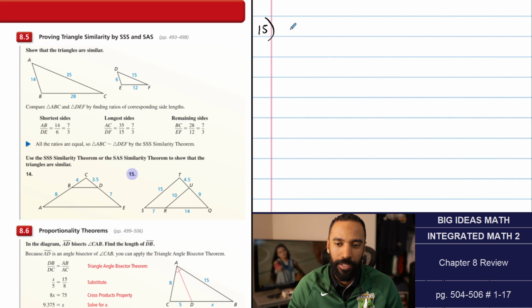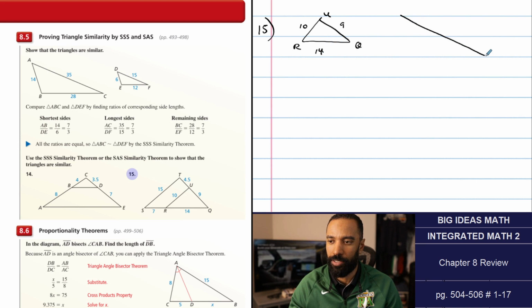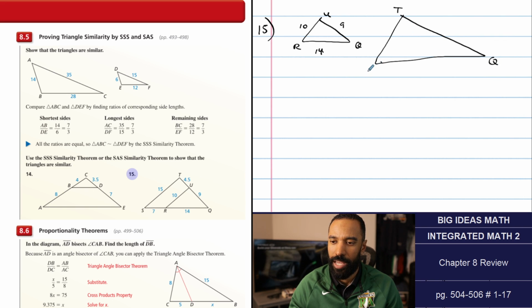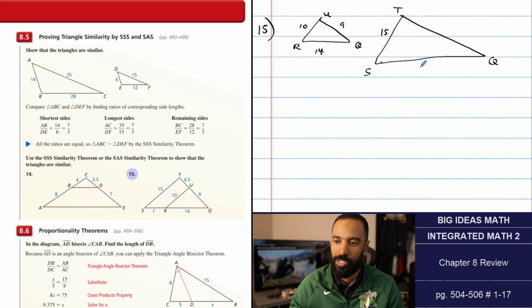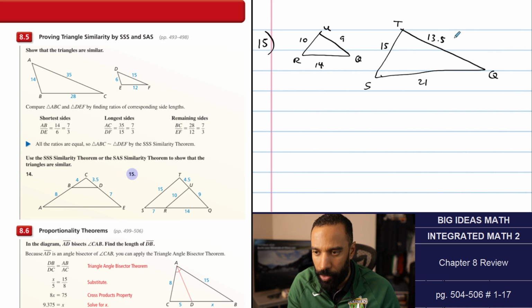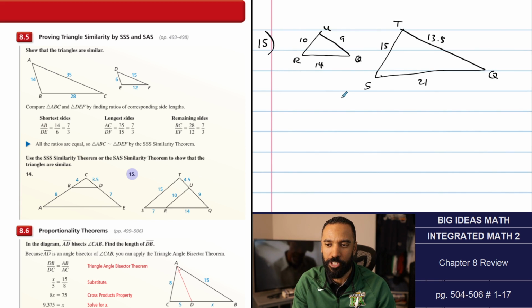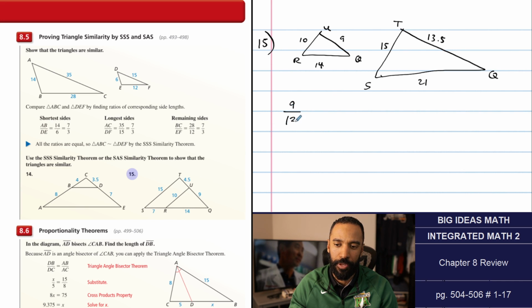Now, in triangle QUR, we have side lengths of 9, 10, and 14. In the supposed similar triangle here, QTS, we have 15, 7 plus 14, and 4.5 plus 9. Let's ensure that we find all corresponding side lengths by size. 9 is the smallest here. 13.5 is the smallest here. Let's compare those two, 9 with 13.5.